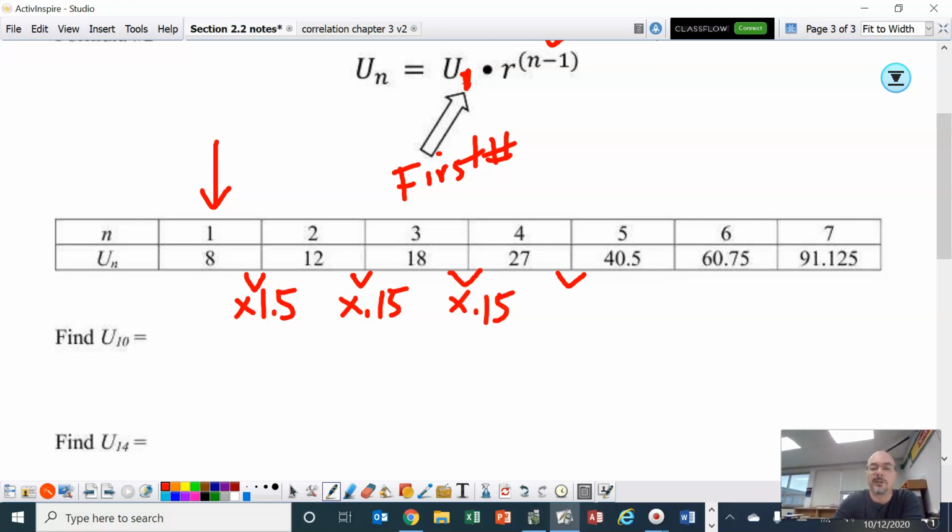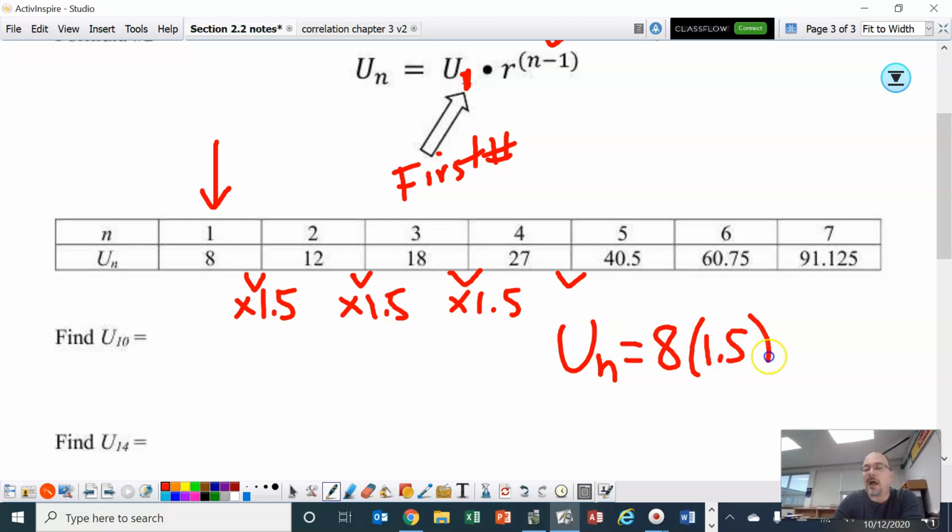Whoops, let me fix those. I need to put the decimal in the right spot. 1.5, that's better. All right, so here we go. It's U sub n equals 8 times 1.5, but then it's n minus 1, because we're starting with the first number in the pattern, so we have to subtract 1 from whatever number we're looking for.